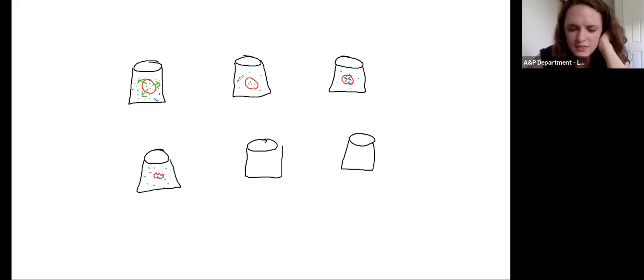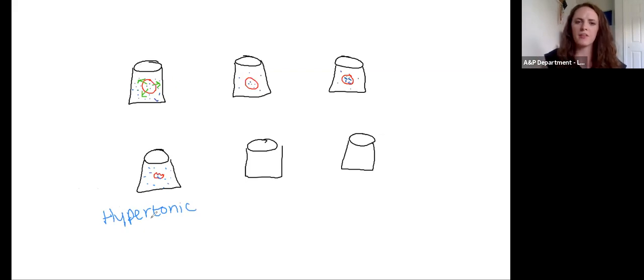Okay, this is called a hypertonic solution. Hypertonic. That means that the outside of the cell was hyper, or above, the amount of particles that were inside of the cell.